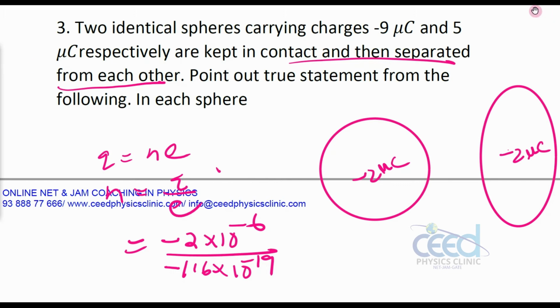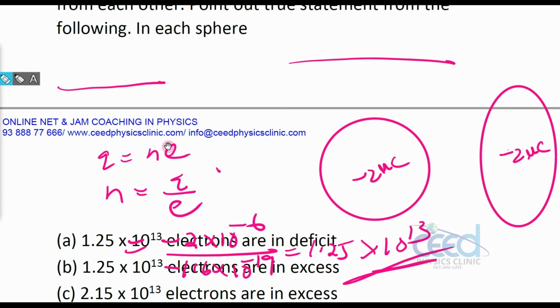So when you solve this, what will be the answer? 2 by 1.6 is 1 point something, so 1.25 into 10 raised to 13. That will be in excess, that much electrons will be in excess as it has negative charge. So the answer is B: 1.25 into 10 raised to 13 electrons that are in excess.